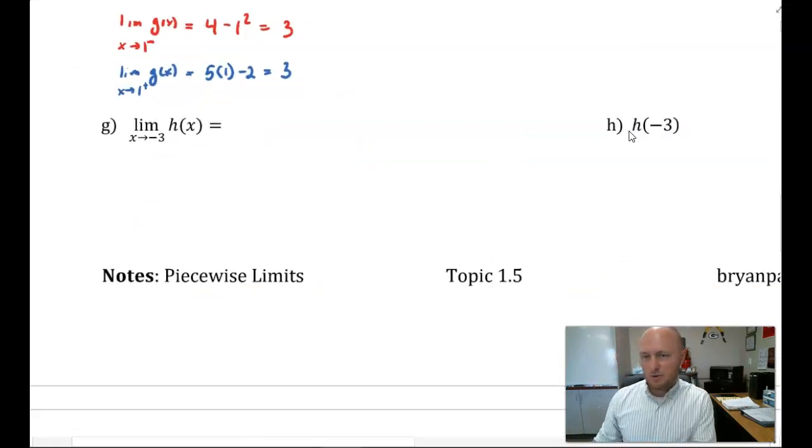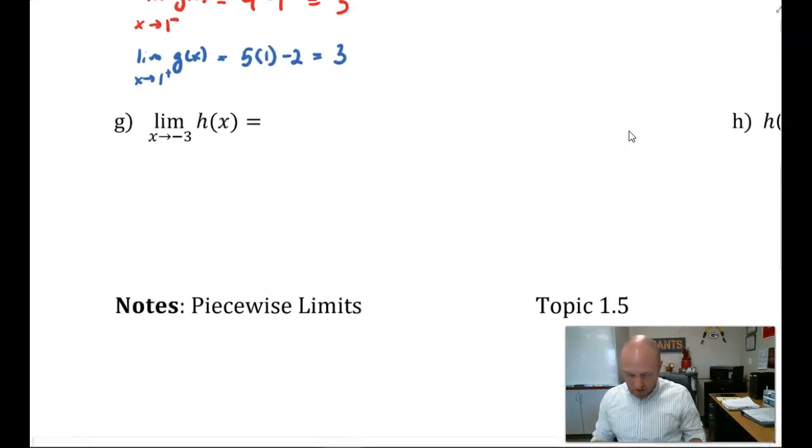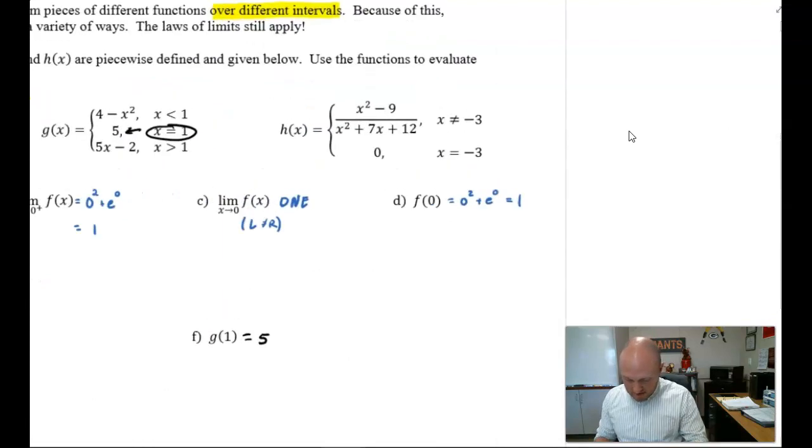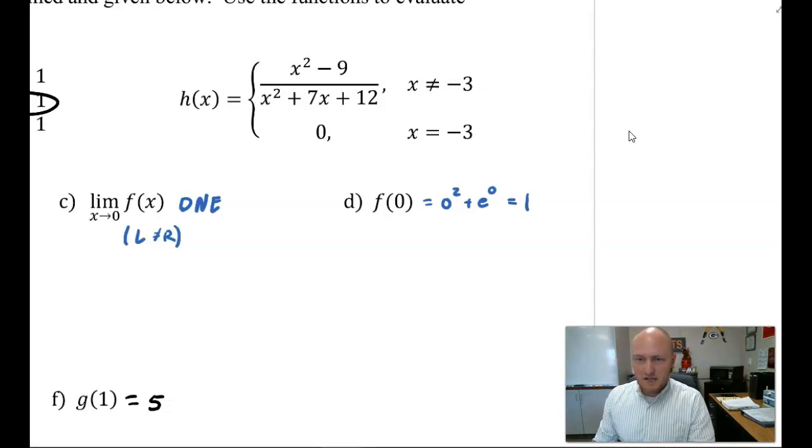Here's where we're going to switch it up on you. Okay, G, it says, what is the limit as x approaches -3 of h of x? So I'm going to use the function h of x, which is up here. And this function is interestingly defined. We have a function on top where x is not equal to -3. Everywhere except for -3, we're going to use that function. And then below, at -3, the value is 0.